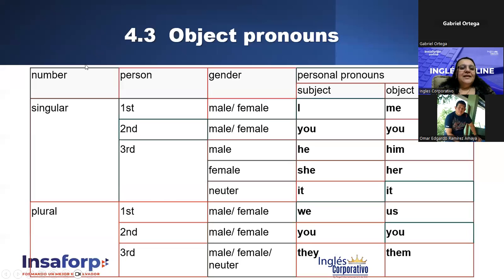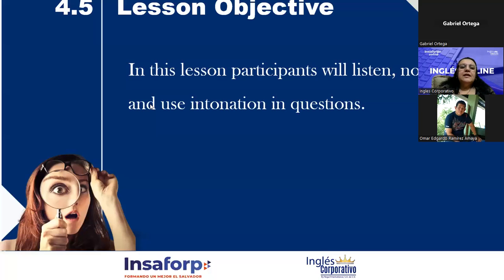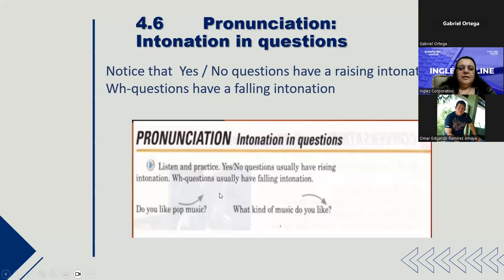Okay, now. Remember we already checked this? The lesson objective is, in these lessons, participants will listen, notice, and use intonation in questions. Okay, pronunciation. Notice that yes-no questions have a rising intonation, but WH questions have a falling intonation. O sea que esa es la diferencia. Las yes-no questions, rising intonation, and WH questions, falling intonation.